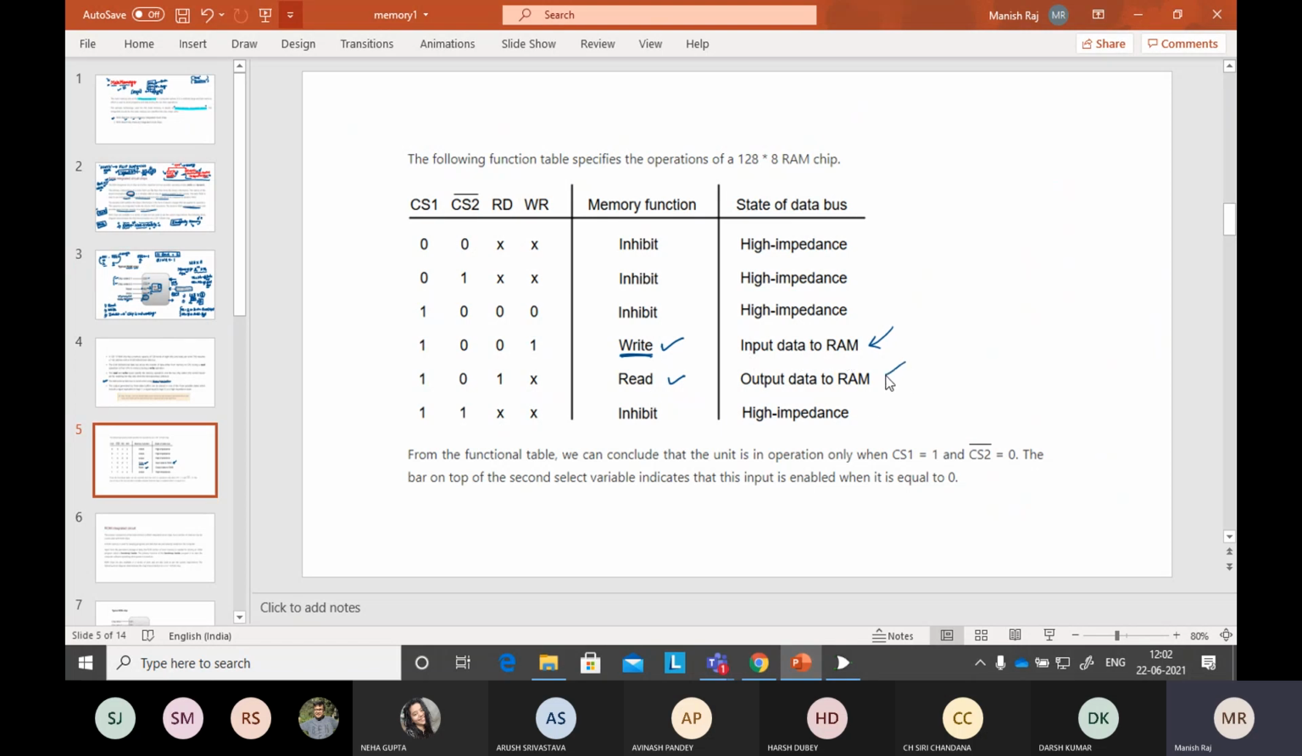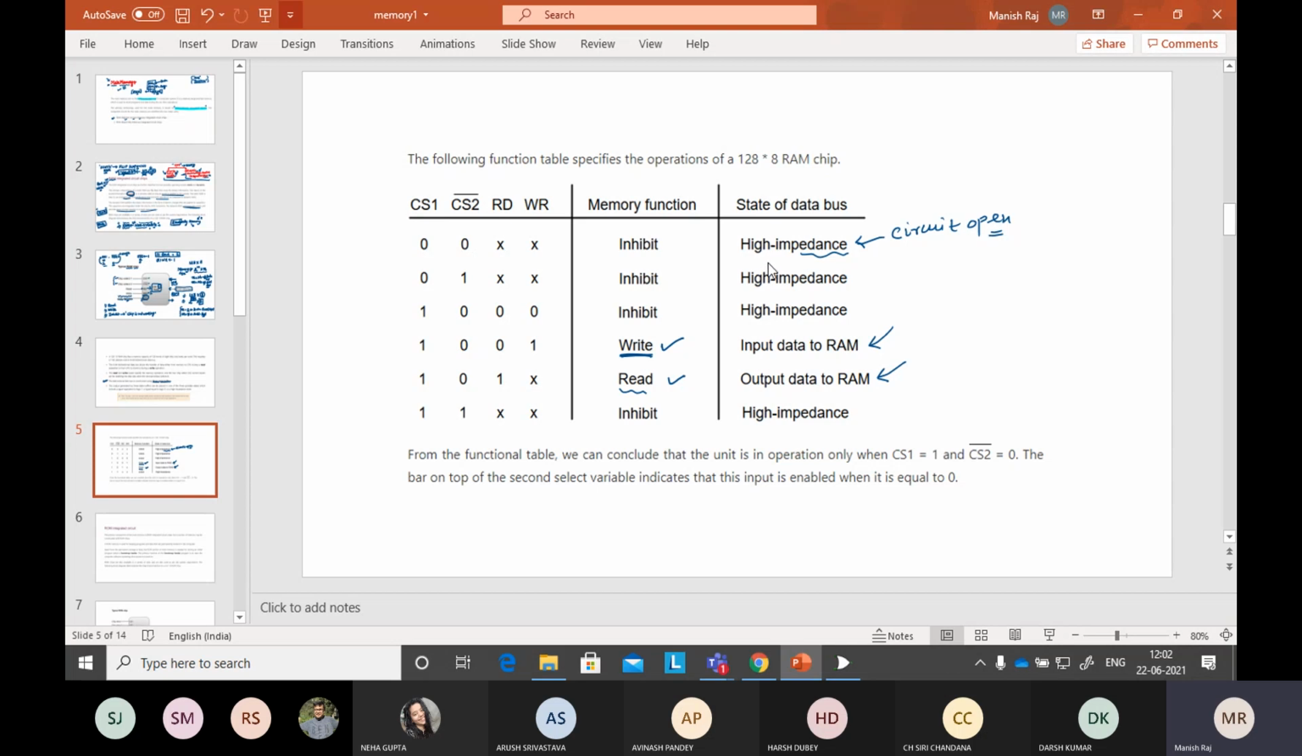Read means you are taking the output data from the RAM. That is the meaning of read. And third is inhibit. Inhibit means high impedance. With high impedance, you can say the circuit is open, so there is no operation and the chip is not doing anything. So all three terms you can understand.